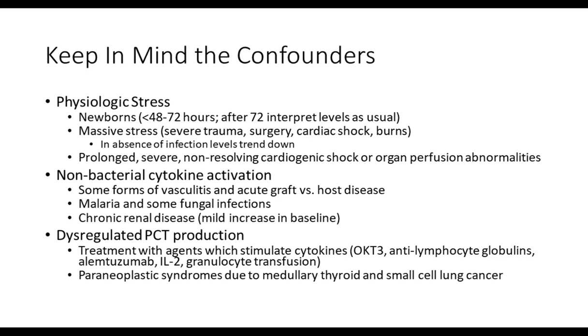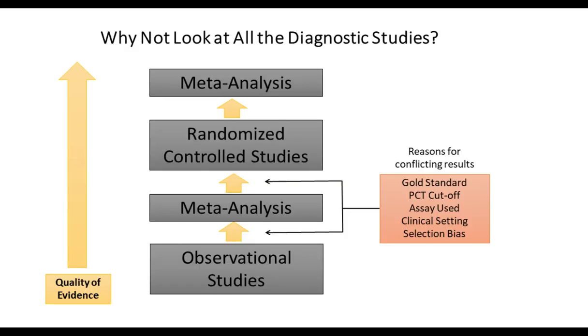And then there are some dysregulated syndromes where you give agents that stimulate cytokines, like some of our organ transplant induction agents and IL-2 and granulocyte transfusions. And then a paraneoplastic syndrome for like medullary thyroid cancer or small cell lung cancer, where you're producing calcitonin, is going to have a lot of procalcitonin produced. So those are confounders. Really important you understand those and think about those when interpreting procalcitonin.